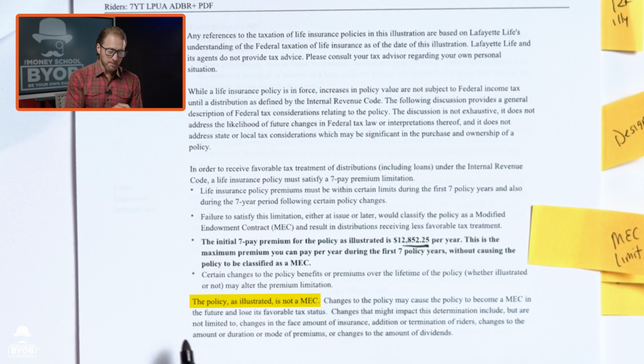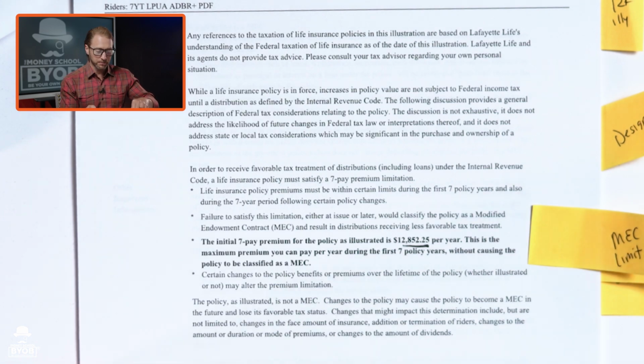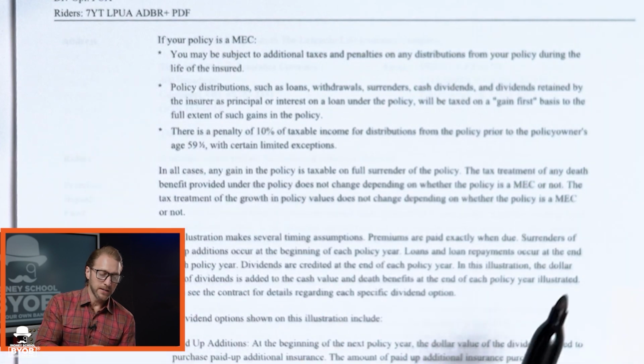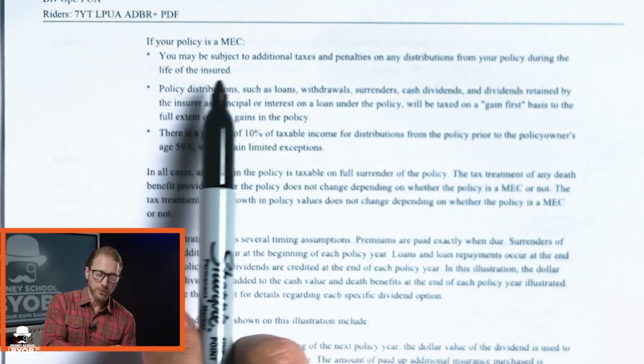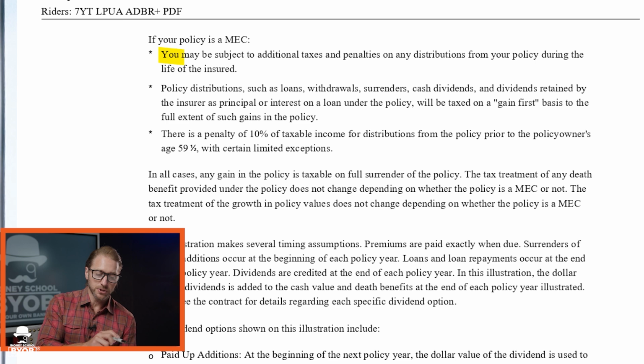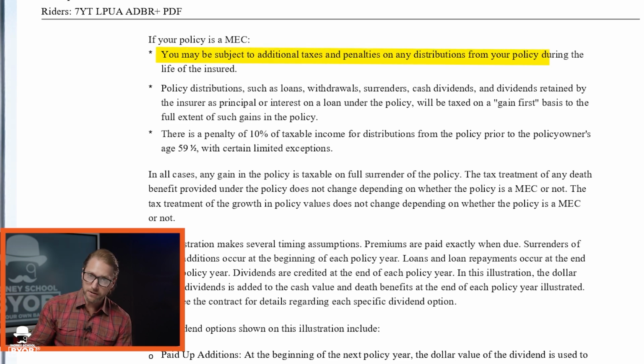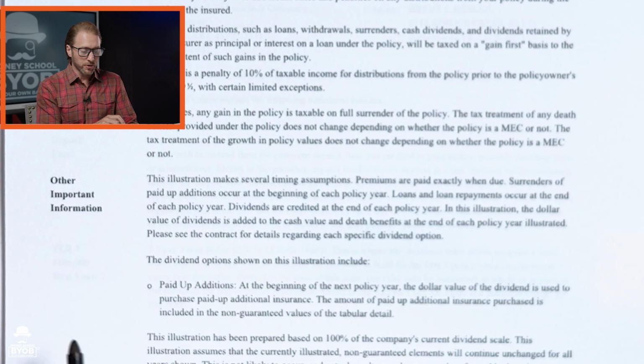If this becomes a MEC, you lose the favorable tax status, which is stated right here in the illustration. On the next page, it says if your policy is a MEC. It explains the different things you'd have to deal with. A policy would be subject to additional taxes and penalties on distributions during the policy's life. So you don't want that. So always make sure your policy is built within the proper MEC 7 pay guidelines, which is how we would design them. And then it's just going to talk about other important information.